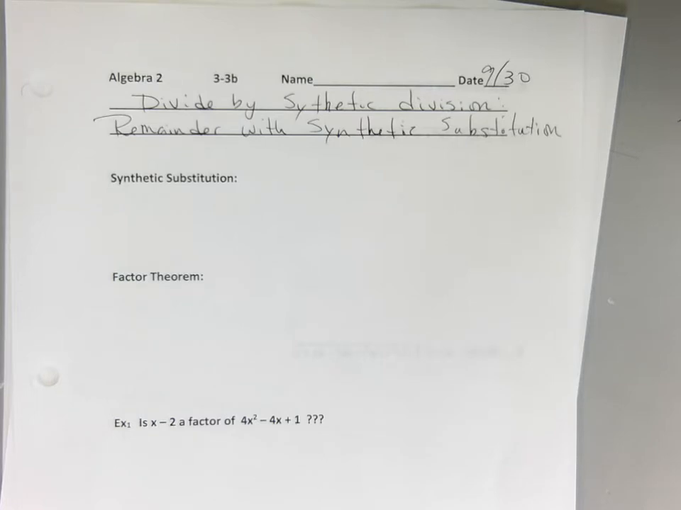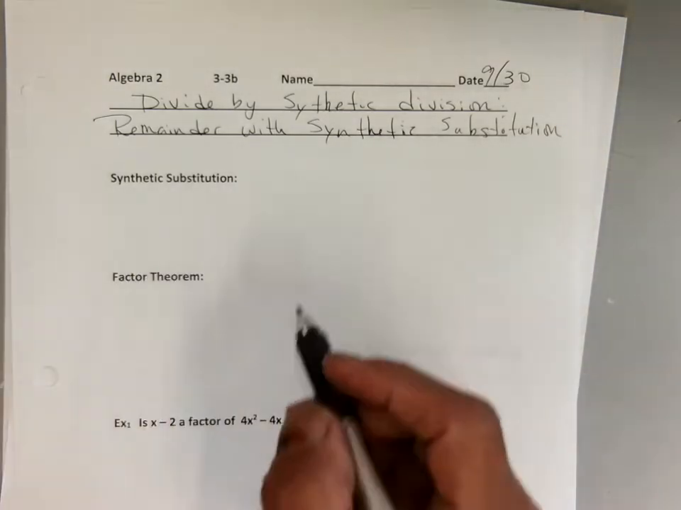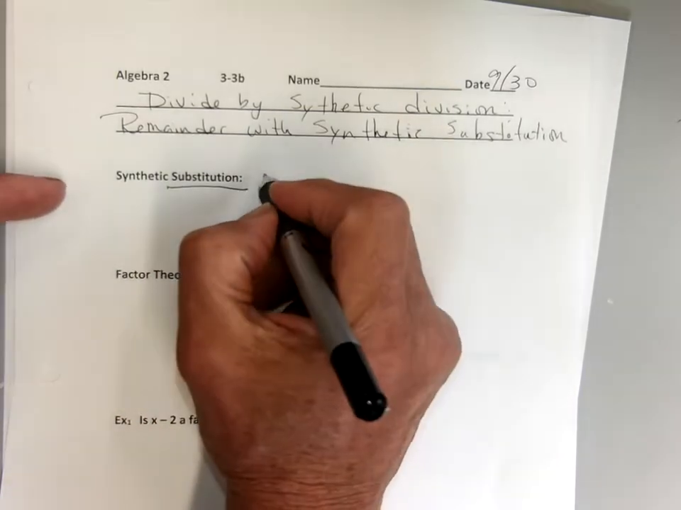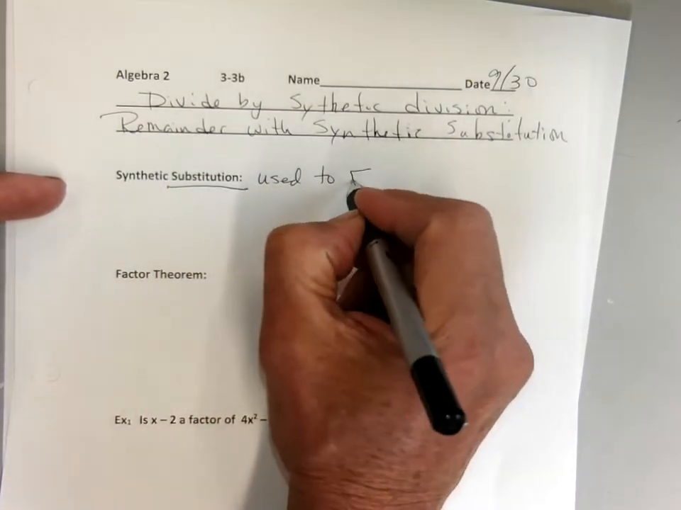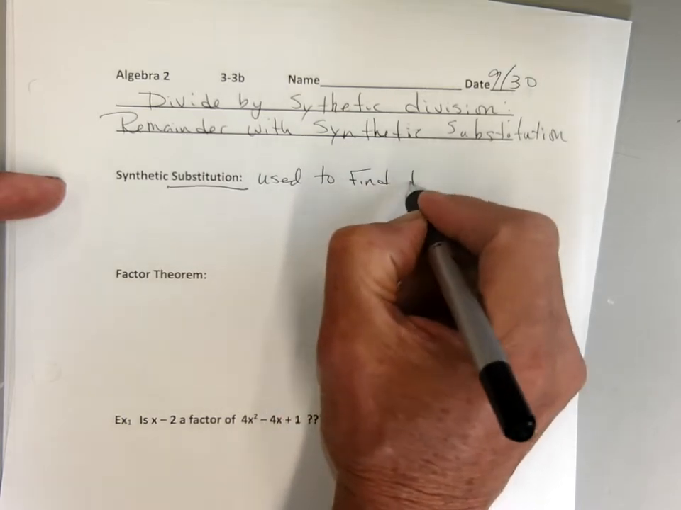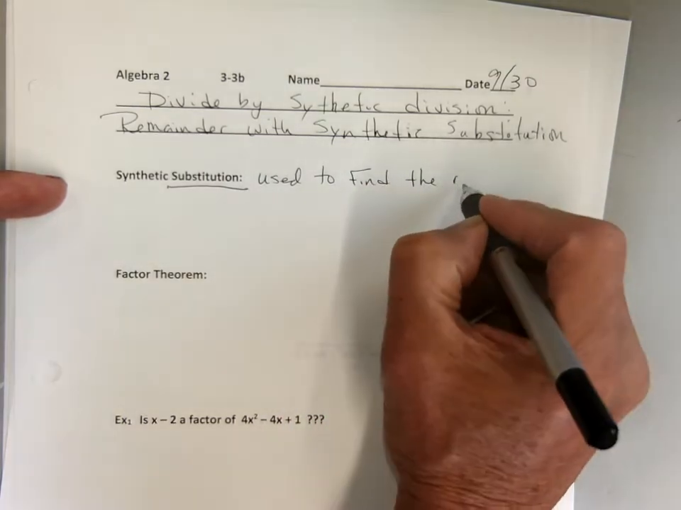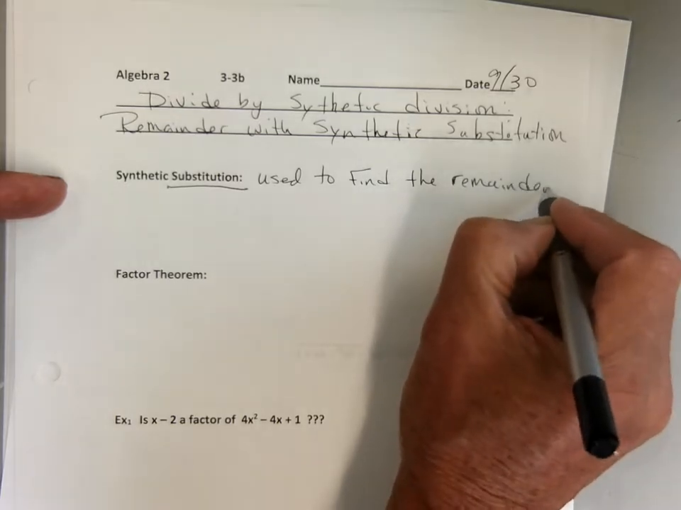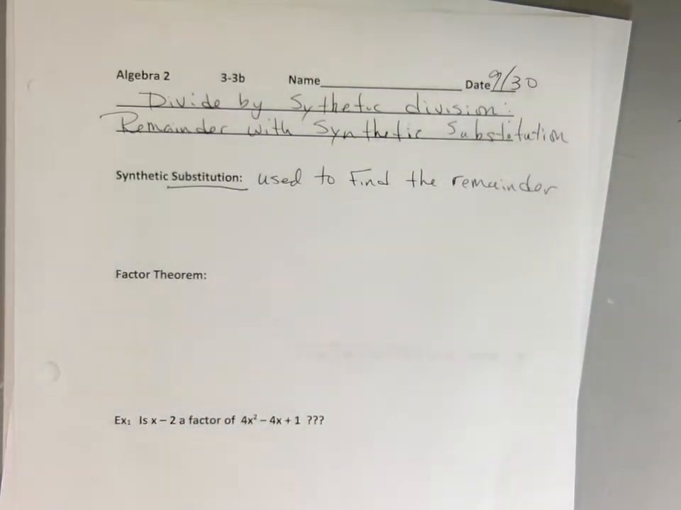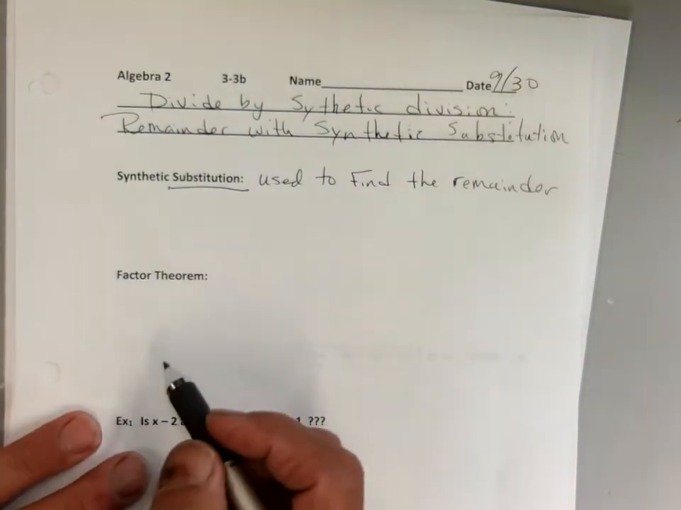Okay, now I want to show you something out of our journal, and I think it should make sense. Synthetic substitution is going to be used to find the remainder. Okay, write that down. Synthetic substitution is going to be used to find the remainder.